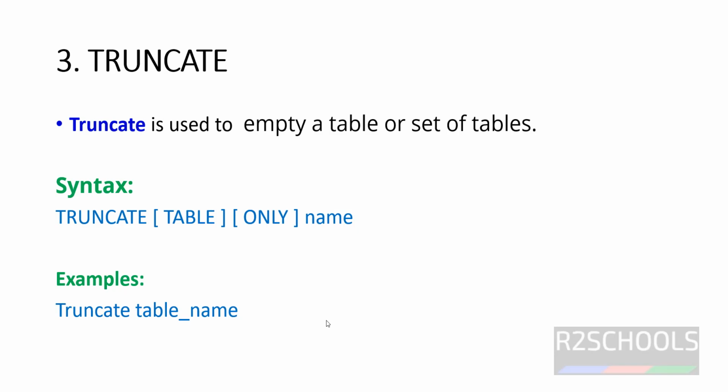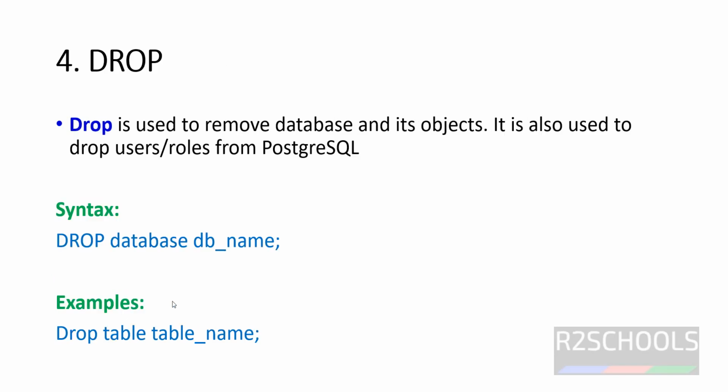Next, third is truncate. Truncate is used to empty a table but not completely drop the table. The table will still be there, but it only clears or empties the table or set of tables. The syntax is truncate table and the table name. This is the example.